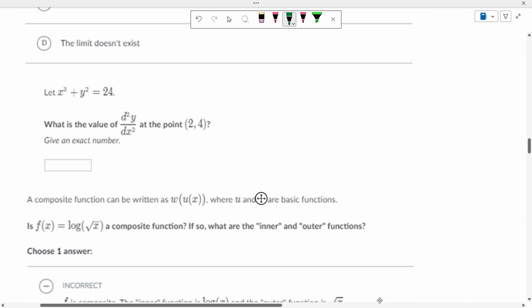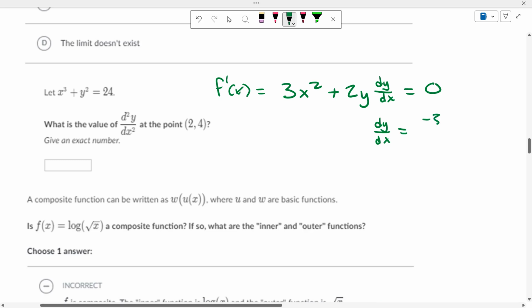Okay, second derivative of this. Well, what's the first derivative of this? 3x squared plus 2y dy/dx equals 0. So dy/dx equals negative 3x squared divided by 2y, because we have to subtract 3x squared and divide by 2y on each side.